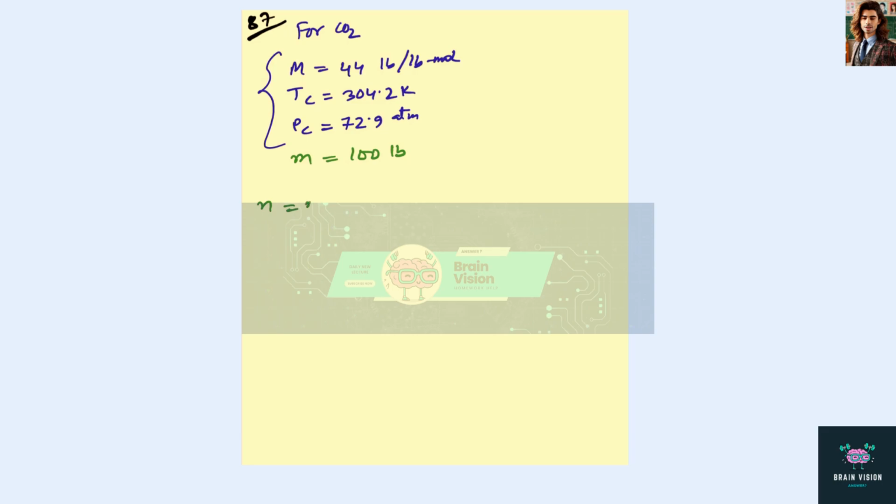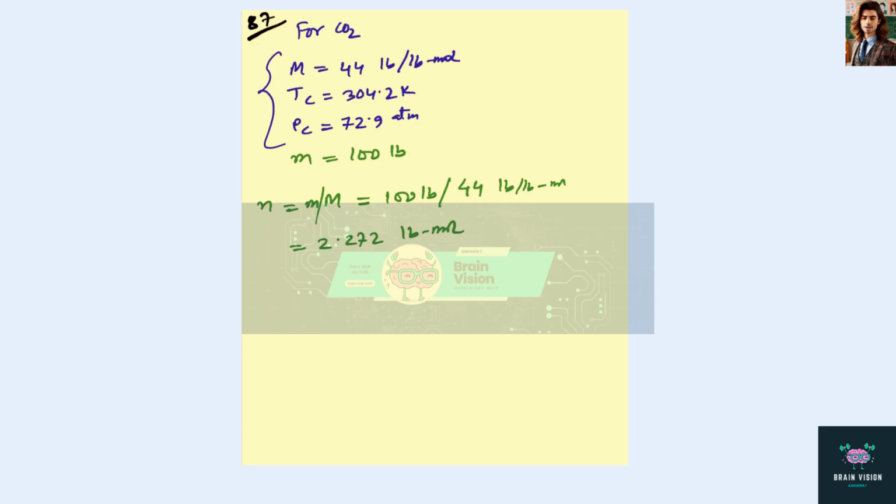We know that the number of moles is equal to mass divided by molar mass. Therefore 100 divided by 44 pound per mole, and the number of moles is equal to 2.270 pound mole.